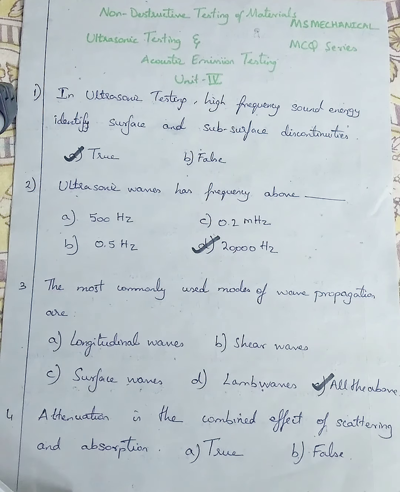Question number 4. Attenuation is the combined effect of scattering and absorption. If you are passing light, first some of the light will be scattered and some of the light will be absorbed. Similarly, if you are passing a wave, some of the waves will be scattered and some of the waves will be absorbed by the material. This process is called attenuation. So I am going with option A, true.